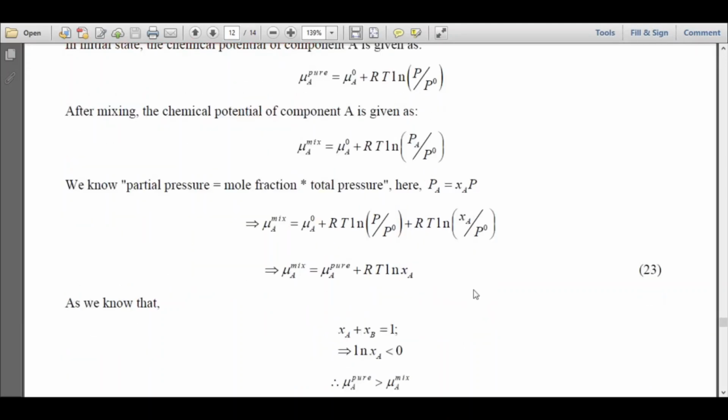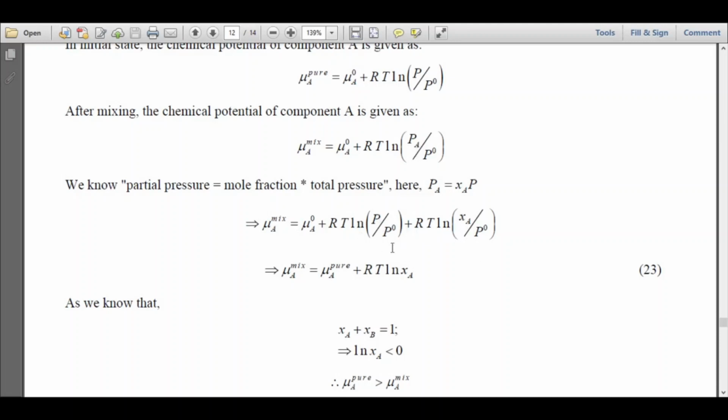There is a common expression which relates partial pressure and total pressure, and it goes like partial pressure is equal to mole fraction into total pressure. So I can write PA is equal to XA into P. I'll substitute this PA in the chemical potential of the mixture of gas for component A. Then I'll get two terms now: RT ln P by P0 plus RT ln XA.